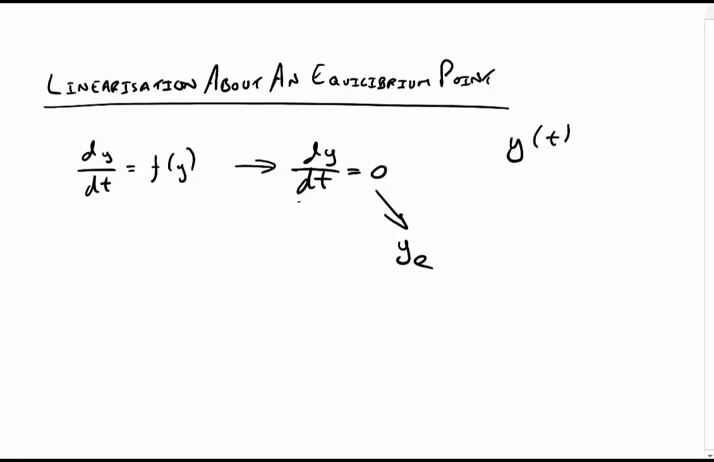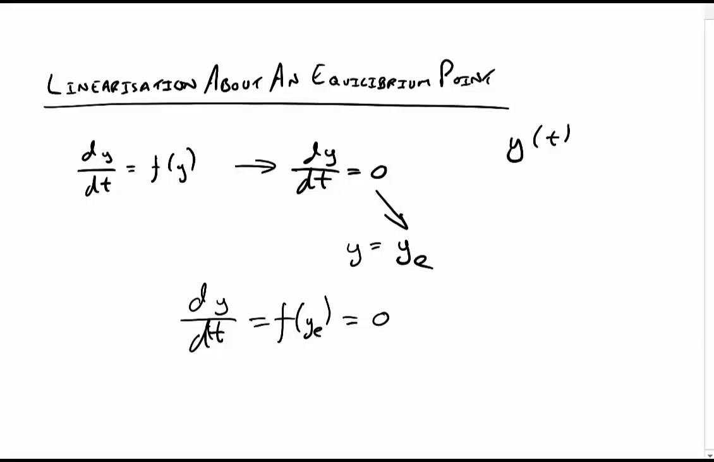Well, look, we've set dy by dt equal to 0, but look what dy by dt is equal to. It's equal to f of y, right? So because we've set dy by dt equal to 0 at an equilibrium point, y equals ye, which we're getting out from dy by dt, and because dy by dt is equal to f of y, then at the equilibrium point ye, the function must also be equal to 0. Are you happy with that?